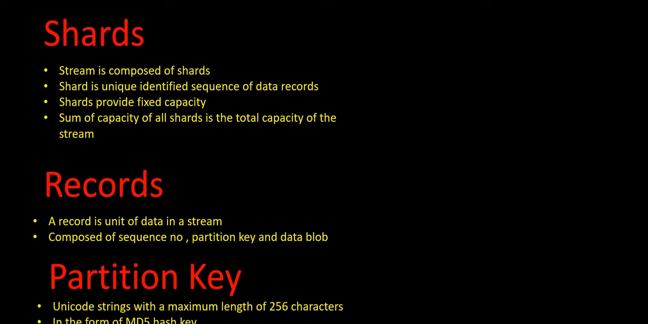So there may be different shards, and all shards have different capacity, and the sum of the capacity of all shards is the total capacity of the stream. Each shard can support up to thousands of records per second for writes, and up to a maximum total data write rate of 1 MB per second, and can support up to 5 transactions per second for reads, and up to a maximum total data read rate of 2 MB per second.